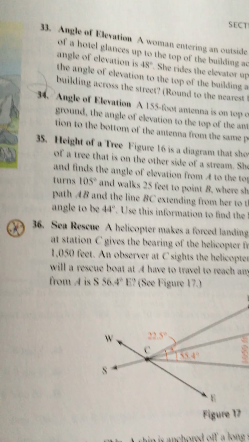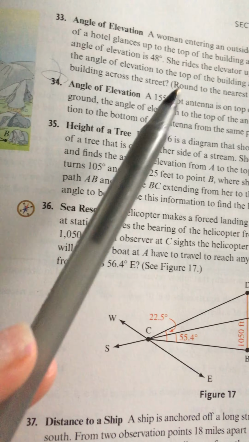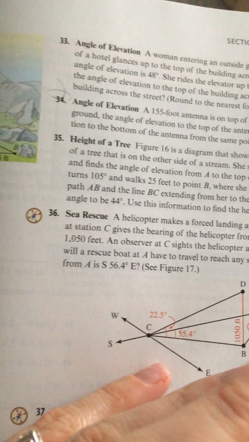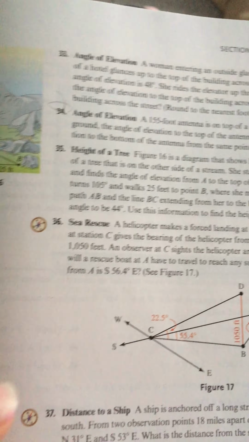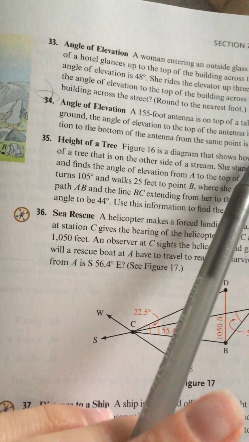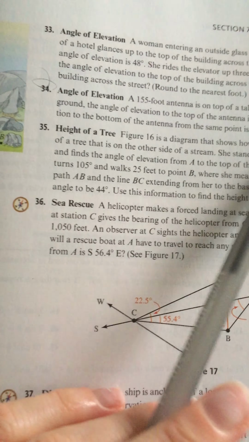So I just want us to go through this problem. A 155-foot antenna is on top of a tall building. From a point on the ground, the angle of elevation to the top of the antenna is 28.5. The angle of elevation to the bottom of the antenna from the same point is 23.5. How tall is the building?